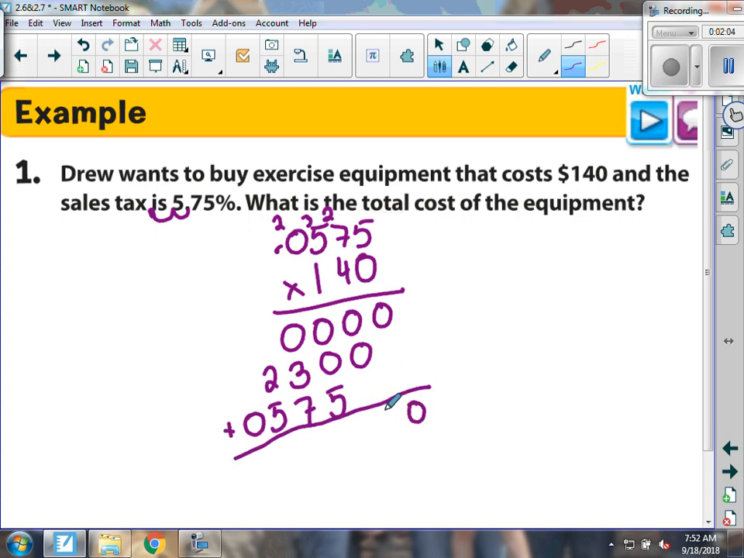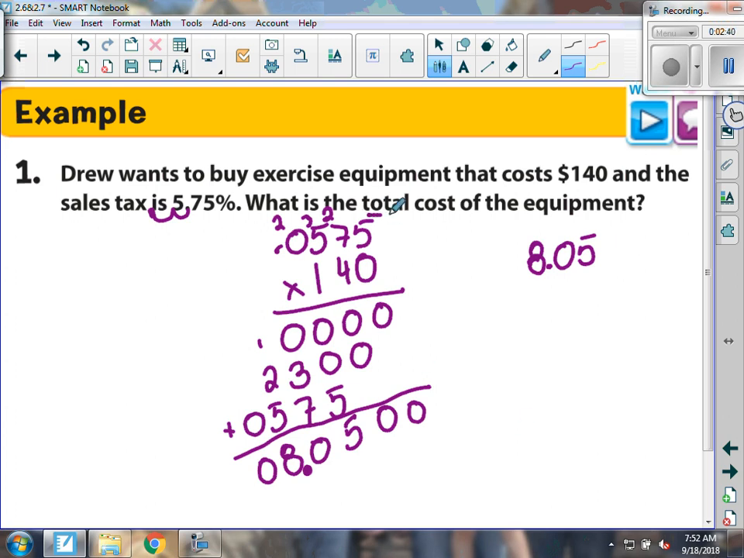So I add my numbers together. 5 plus 0 is 5. 3 plus 7 is 10. 5 plus 2 is 7, plus 1 is 8. And then that's just 0. Okay. I have 4 decimal places. 1, 2, 3, 4. So that's $8.05. Okay, so that is just the sales tax.